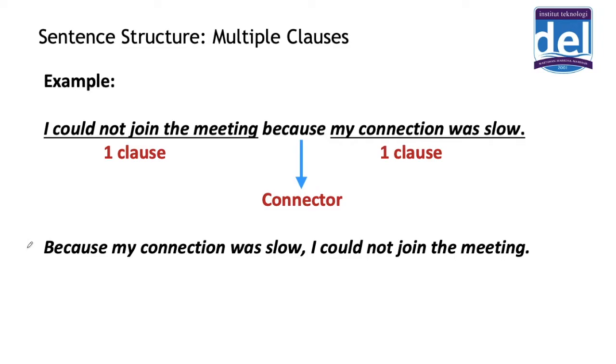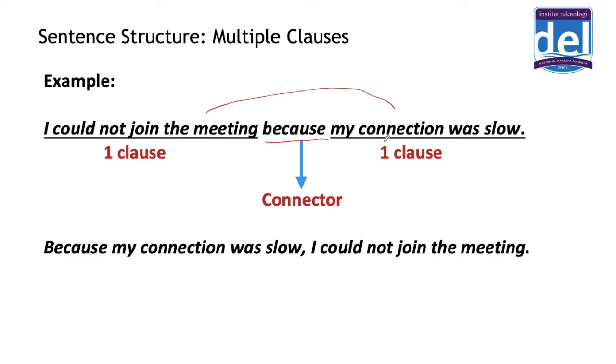In a sentence with only one clause, we do not have a connector. While in a sentence with multiple clauses, we need a connector, or maybe more than one connector, to connect the clauses. For example, here we have a sentence with two clauses. You know that one clause consists of one subject and one verb. So here we've got one clause and this is the other clause. To connect these two, we need this connector.